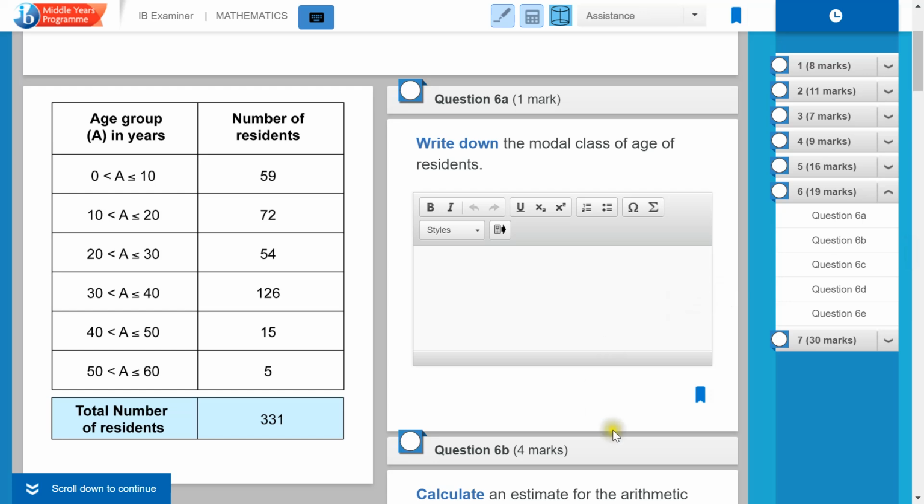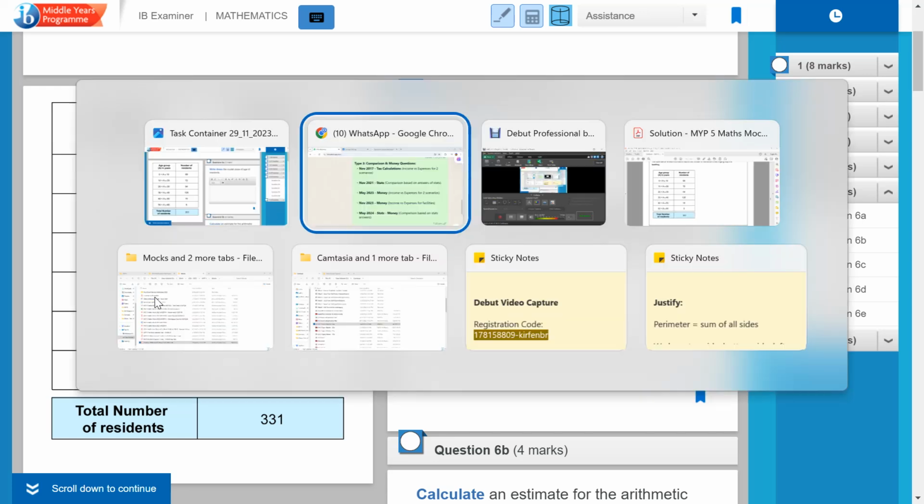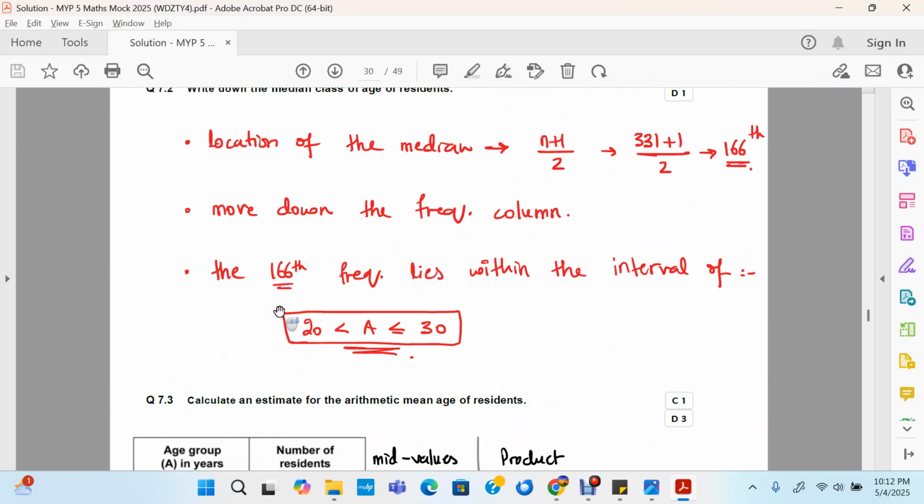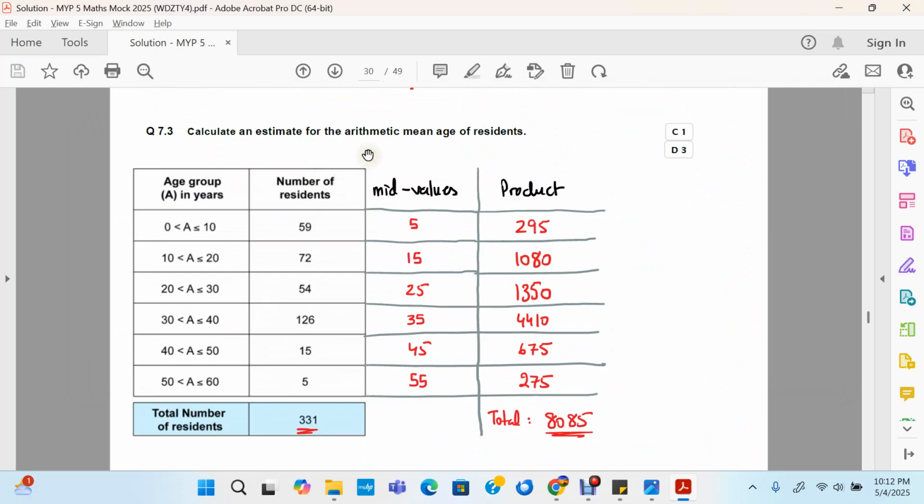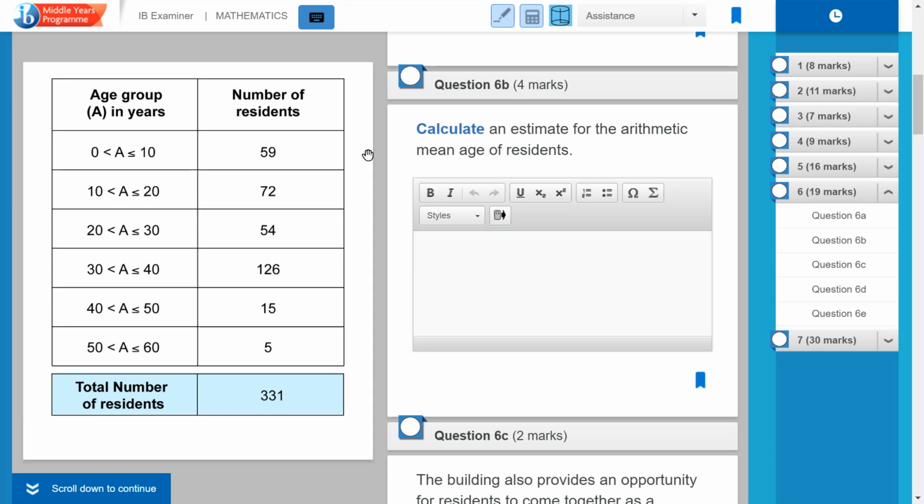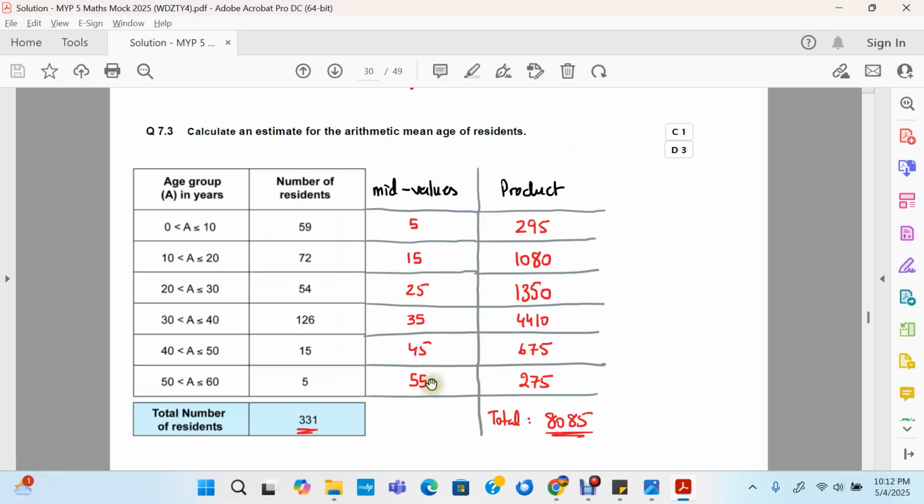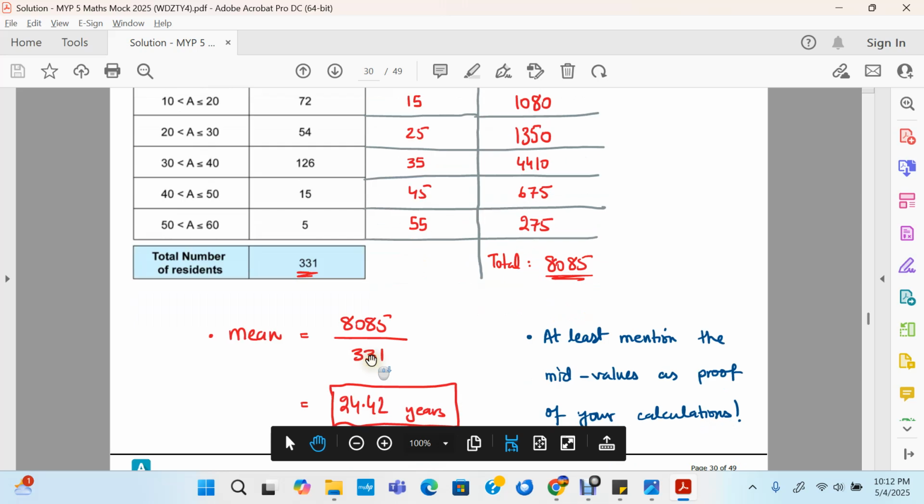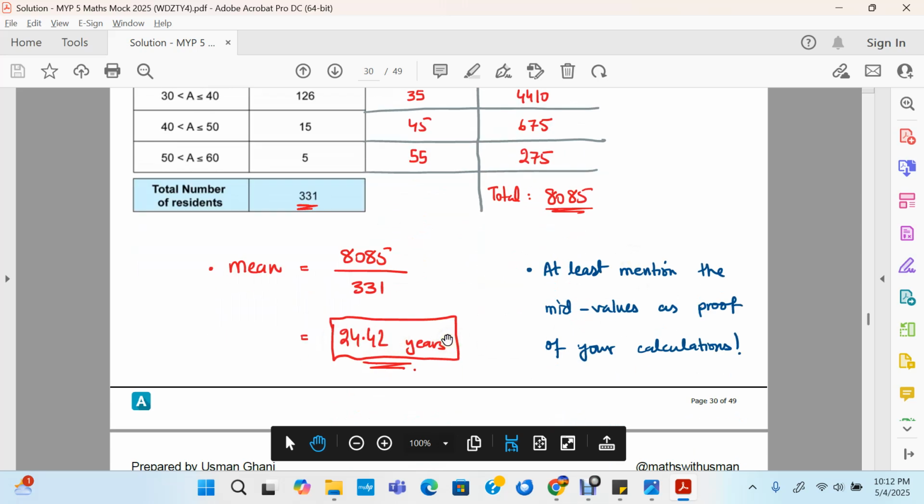So we have the data in a frequency table with class intervals, and obviously mode, mean, median, it's all there. Again, we've done it a lot. So the modal class is this, just write it that way. We have the solution over here as well, like the median class or the mean. Again, the mean is also shown over here by the mid values and the product, and the sum of the product is the numerator, the denominator is the total frequency already given to us. Get your answer, and this is it.